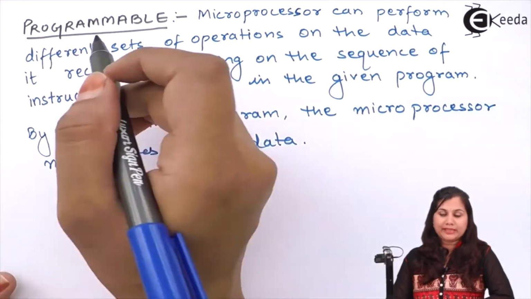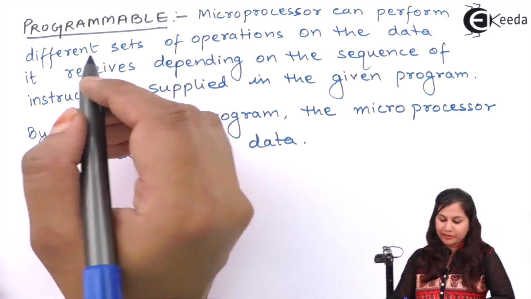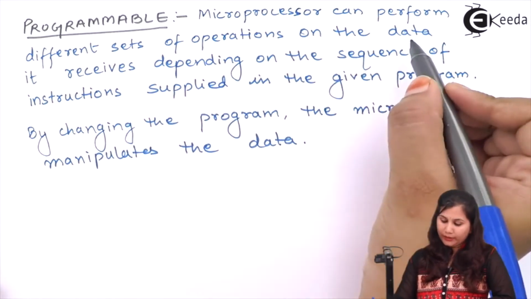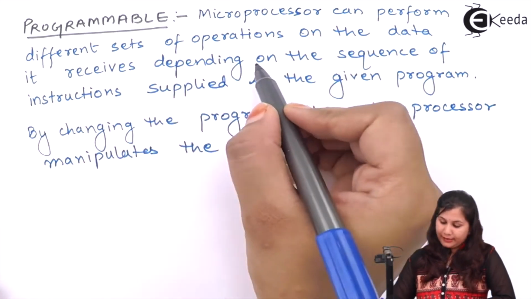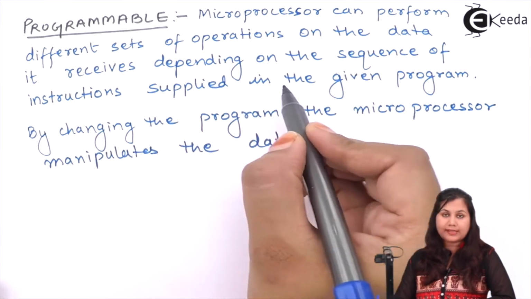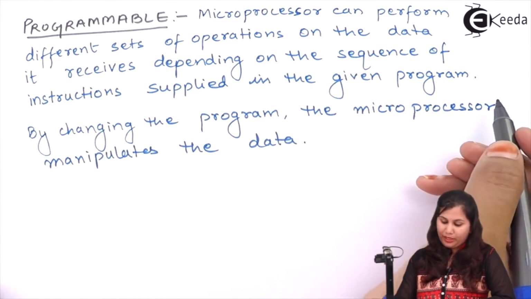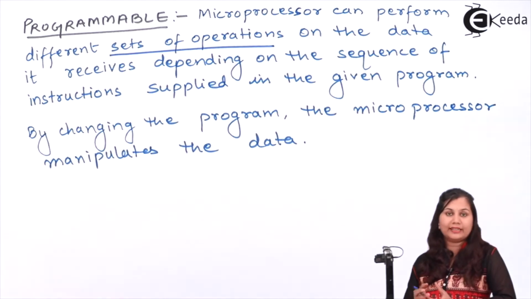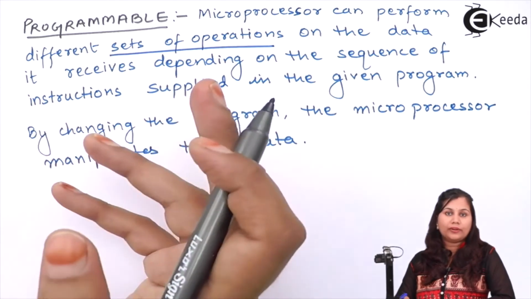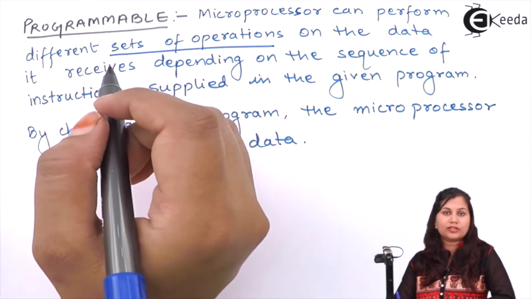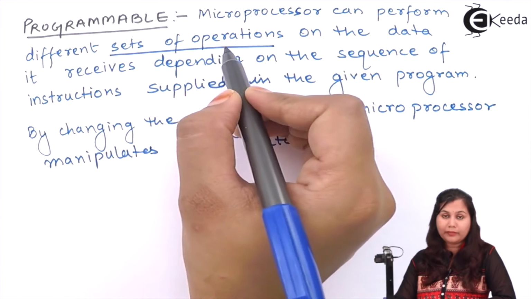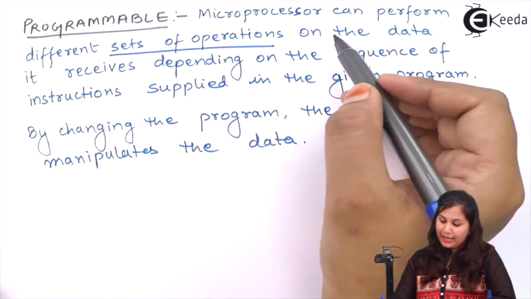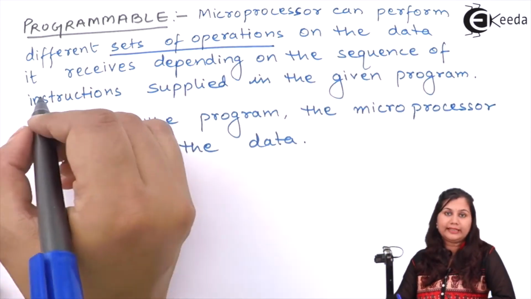So programmable means that the microprocessor can perform different sets of operations on the data it receives, depending on the sequence of instructions supplied in the given program. So it is doing different kinds of operations. They can be mathematical, arithmetic, and logical operations like addition, subtraction, multiplication, division, AND, OR. All these arithmetic and logical operations can be performed using the microprocessor, and these operations are performed on the data it receives.